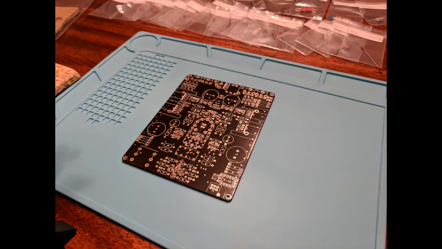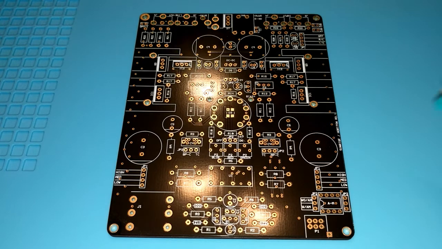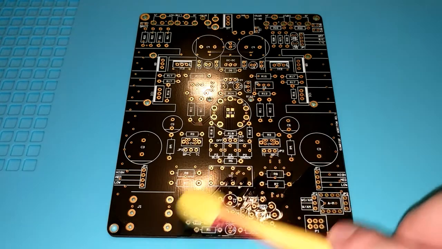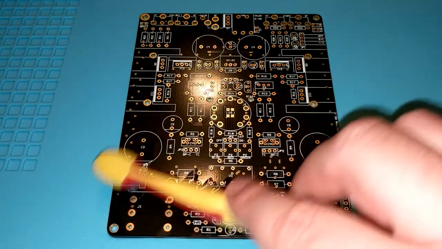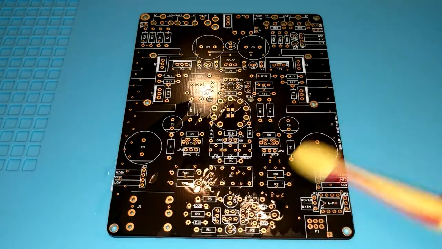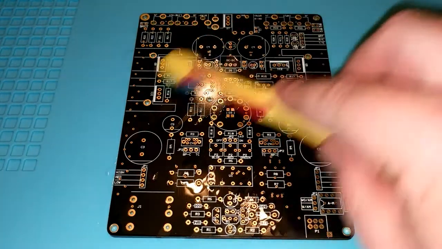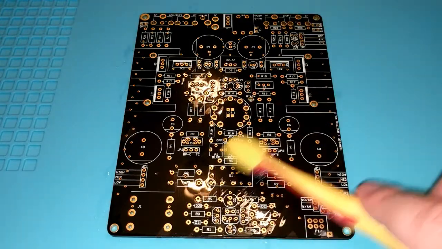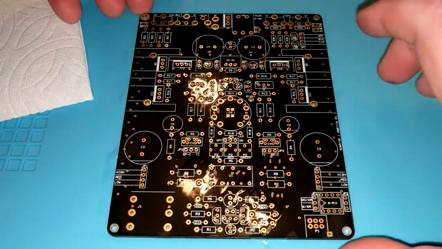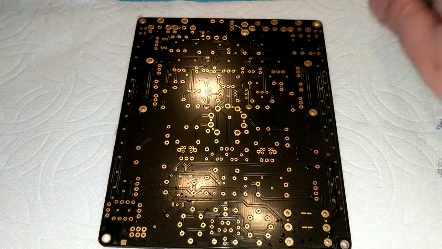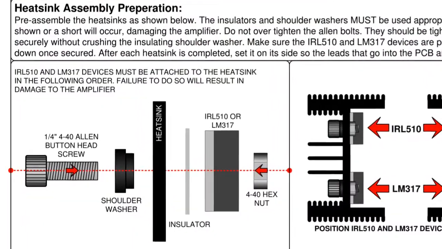Here's the beautiful PCB that you need to clean off before soldering, just to get rid of some of the manufacturing residues. So I use just isopropyl alcohol here, and enjoy. We got the PCB clean.